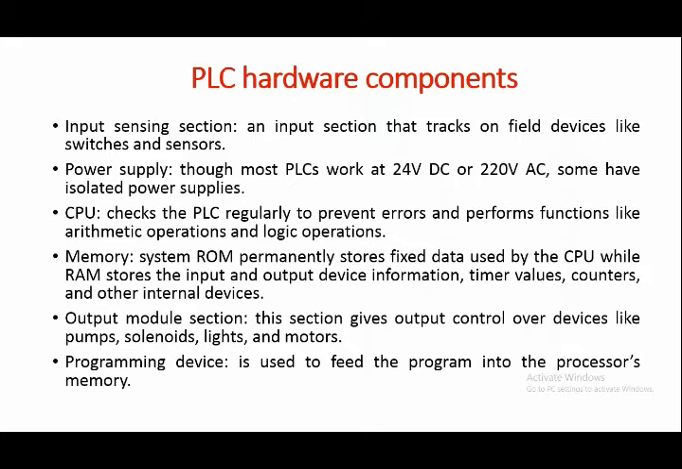Memory: the system ROM permanently stores fixed data used by the CPU, while the RAM stores the input and output device information, timer values, counters, and other internal devices. Output module section: this section gives output control over devices like pumps, solenoids, lights, and motors. The programming device is used to feed the program into the processor's memory.